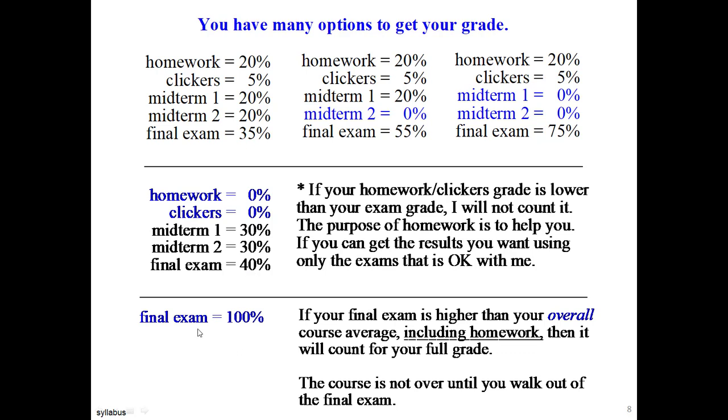And then the final option is if you take the final exam and it's better than your overall grade, including the homework, then I will count the final exam as your grade. That'll be 100%. I had about 220 students last semester, and maybe 5 people got better on the final, including one person who I think was getting a D or a C, and they ended up getting an A. So that's a possibility. What that means is the course isn't over until you walk out of the final exam. So you have a chance right up to the end.